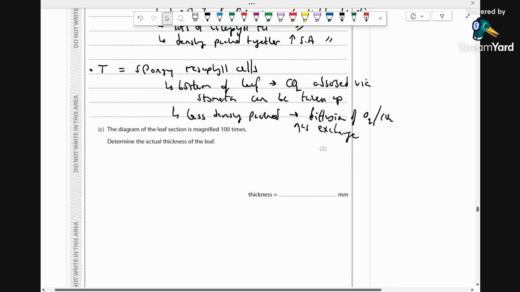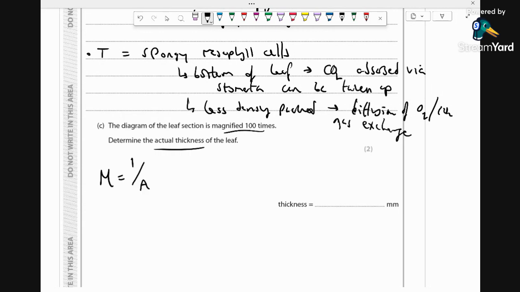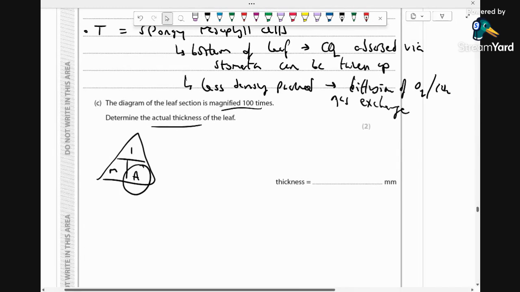Okay, this will be tricky for me, I think, unless I can do it with arbitrary units, because you need a ruler. So it's magnification. We want the actual thickness of the leaf. So remember, magnification is image over actual in terms of your triangle. If you want to draw your triangle of power, magnification is image over actual. So we want the actual thickness of the leaf, so actual is image over magnification, right? That's the equation we want.